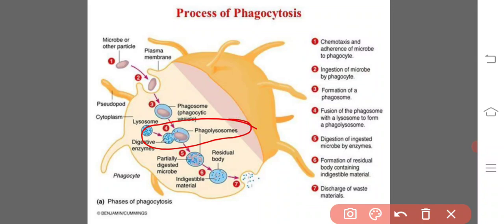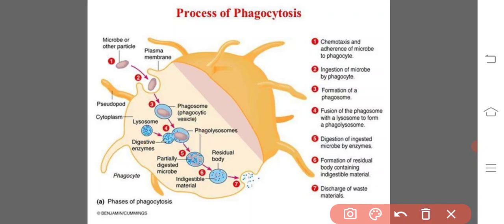Then coming to the formation of phagolysosome. Phagosome fuses with the lysosome to form phagolysosome. This is the phagosome and this is the lysosome. Both of them fuse together to form the phagolysosome. The bacteria are subjected to the action of lytic enzymes in the phagolysosome and are destroyed. Lysosomes secrete enzymes like lysozyme, hydrogen peroxide and myeloperoxidase.